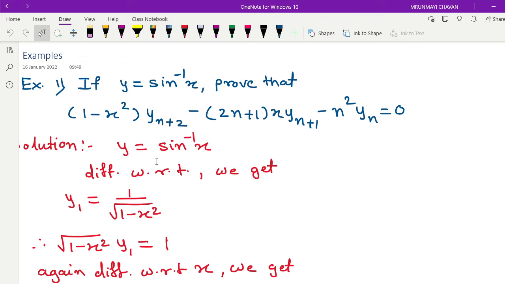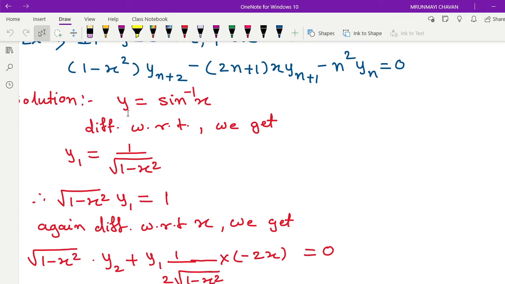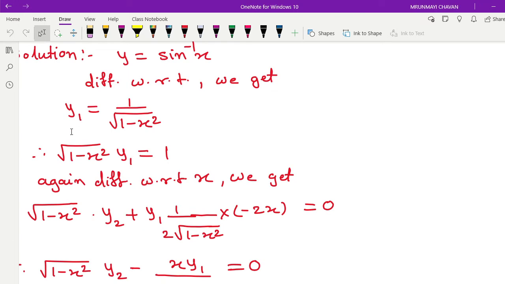So let us see. Here y is equal to sine inverse x. So differentiating this y with respect to x, we get the derivative of y is y1, and the derivative of sine inverse x is 1 upon root 1 minus x square. So multiplying by root 1 minus x square, we get root 1 minus x square into y1 is equal to 1.